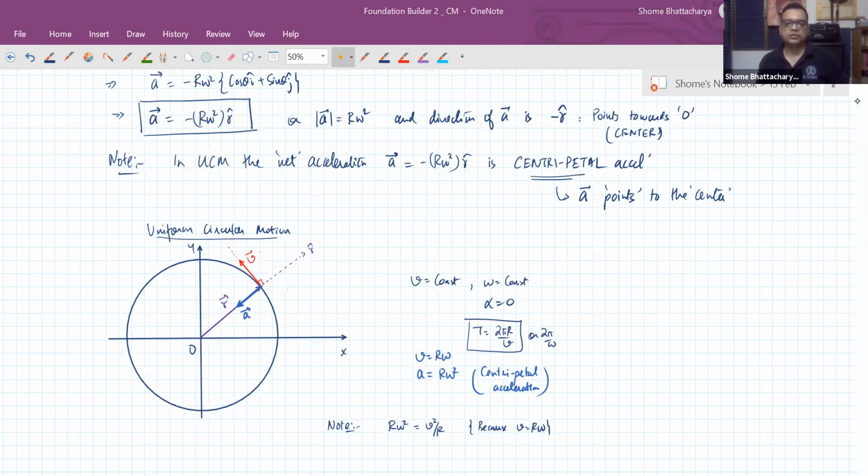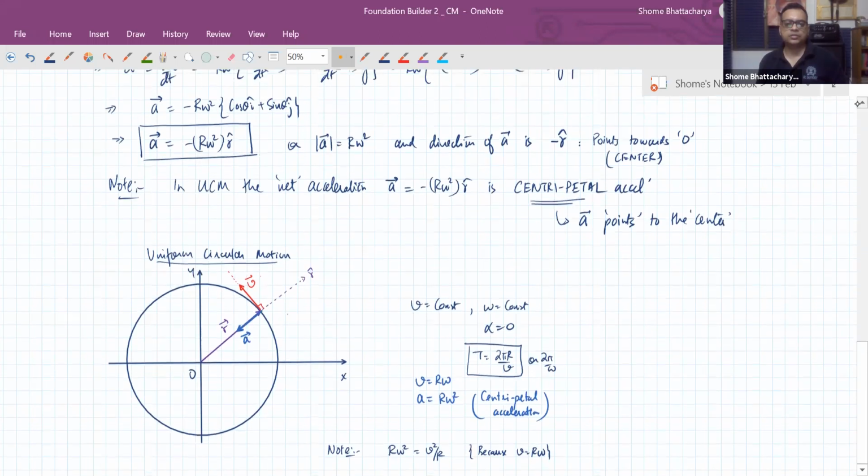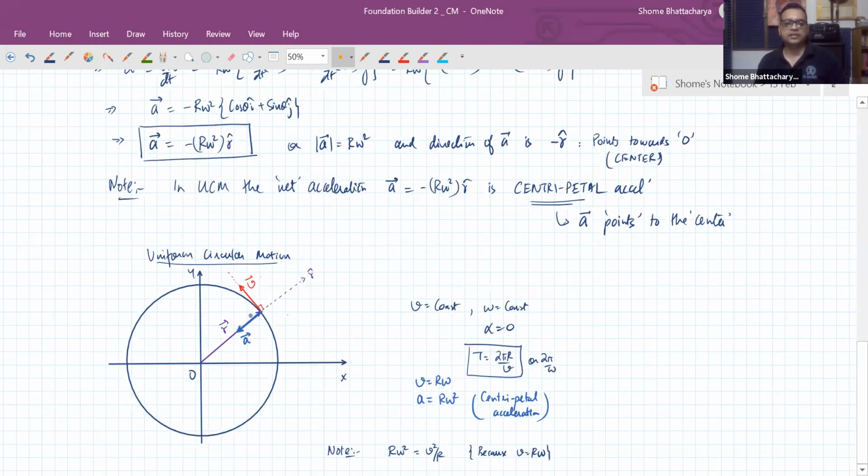Okay, so make sure you take down this diagram also along with this. So this is what happens in terms of acceleration for a uniform circular motion. Just make a note of this.